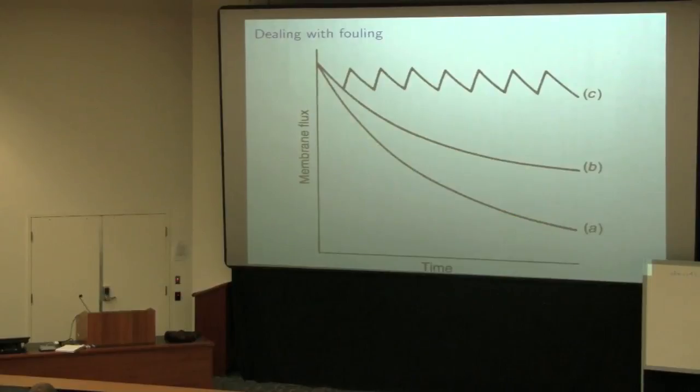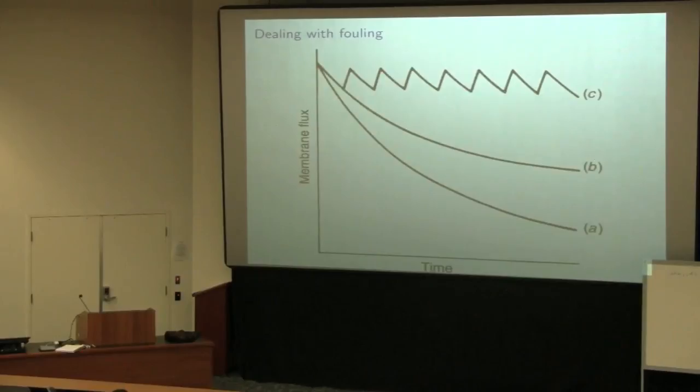You lose about 30 to 50% of your flux as you start that membrane. You'd initially get very, very high flux, and then very rapidly this would drop and settle off down to a certain flux at a given velocity. If I increase the velocity through the membrane, I would then get operating curve B. So higher velocities get you higher fluxes. So A is a low velocity, B is a higher velocity.